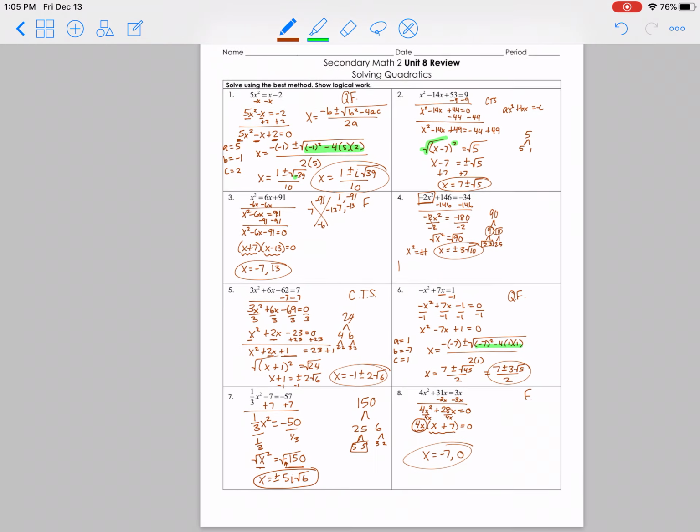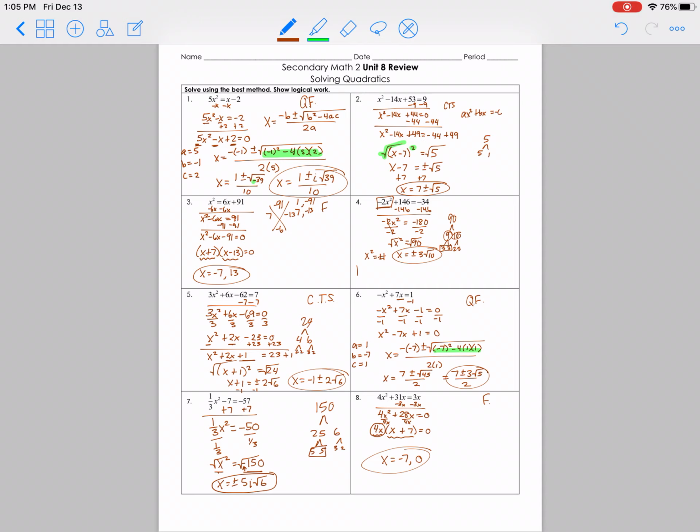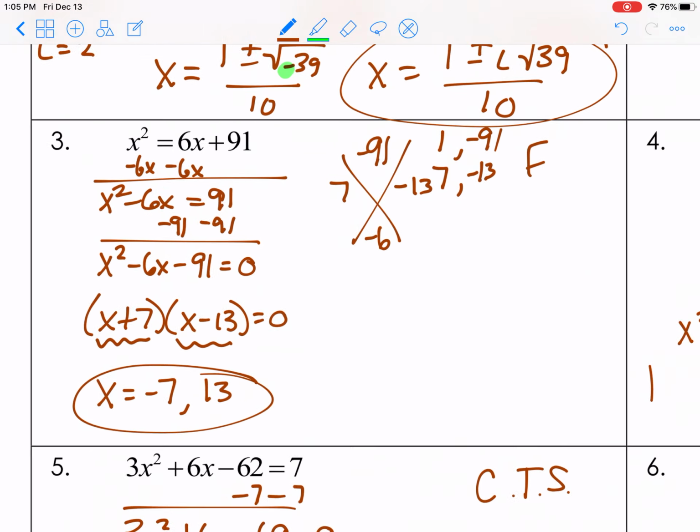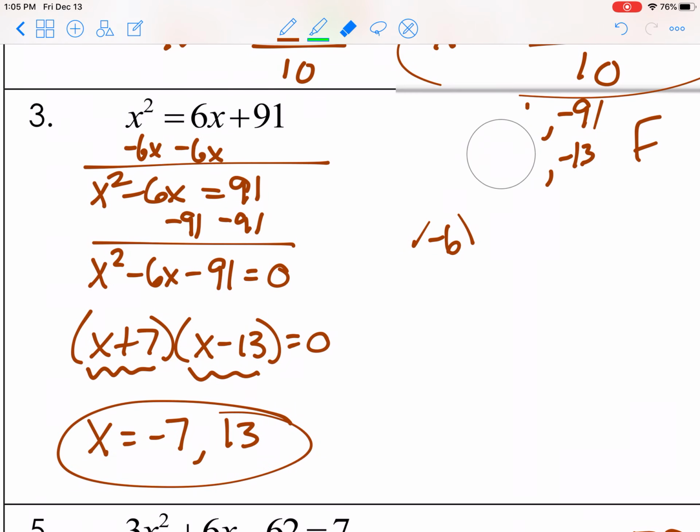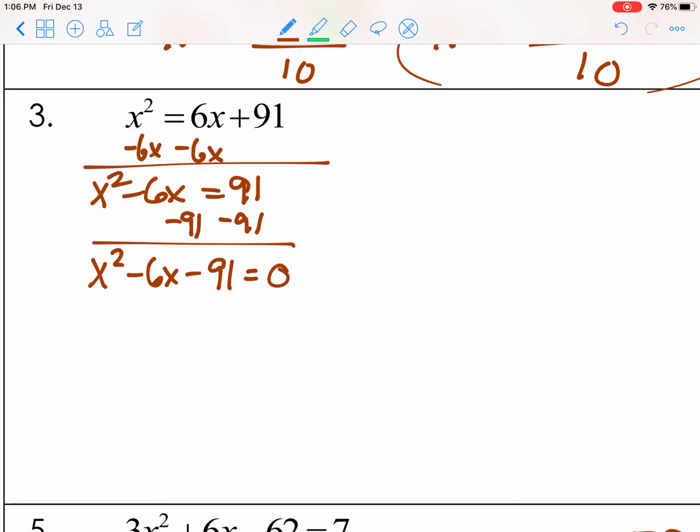I want to solve one that ended up factoring maybe using the quadratic formula. So let's come do 3. We've already done it, but I just want to show you some nuances of the quadratic formula when it can be simplified a little bit. Okay, so at this step we've got it in standard form. A is 1, B is negative 6, C is negative 91.